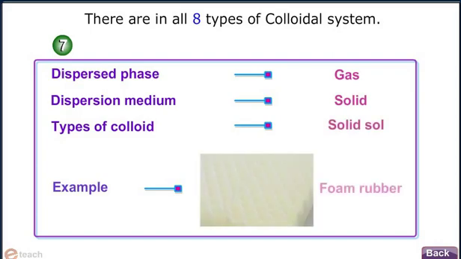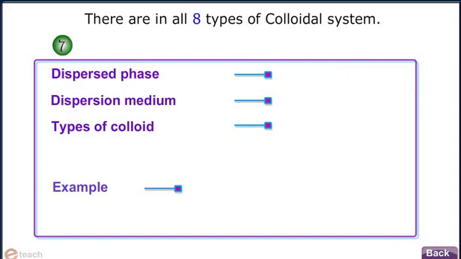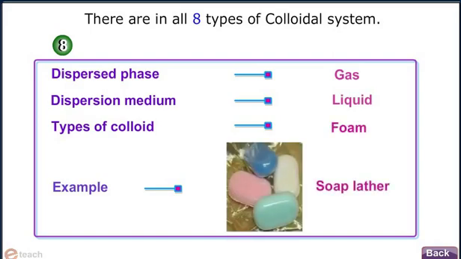The seventh one is dispersed phase is gas, dispersion medium is solid, type of colloid is solid sol, for example, foam rubber. The eighth one is dispersed phase is gas, dispersion medium is liquid, type of colloid is foam, for example, soap lather.